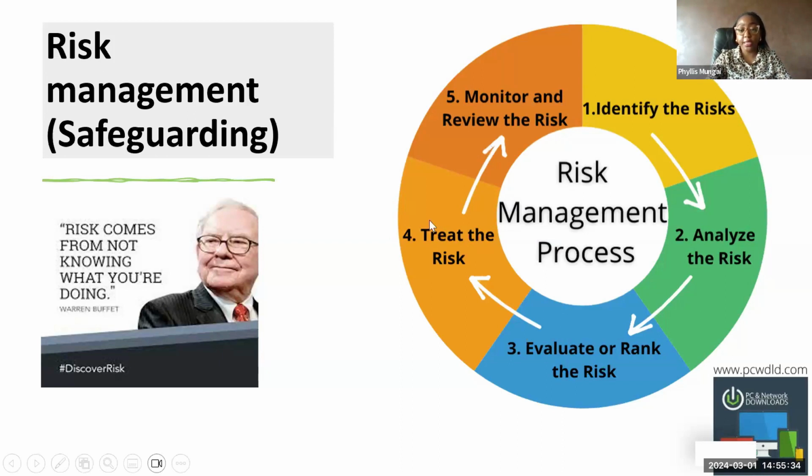Then number 4 is the risk treatment. And treatment can be in a number of ways. One, you can decide to proceed as is, that is accepting the risk. Number 2, you can decide to transfer the risk.